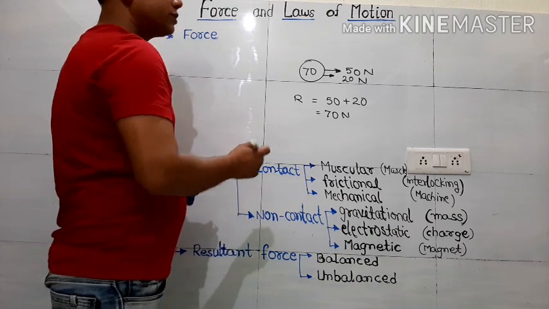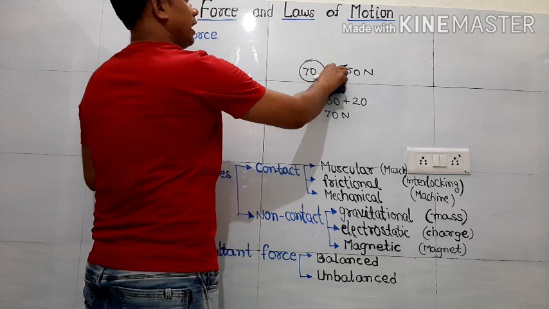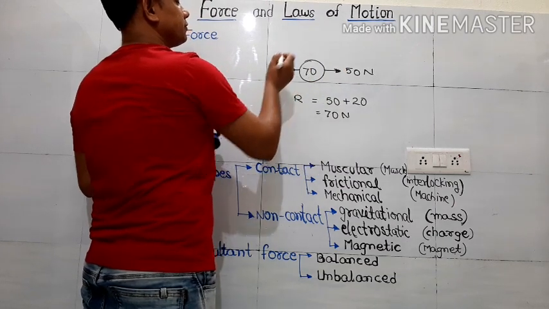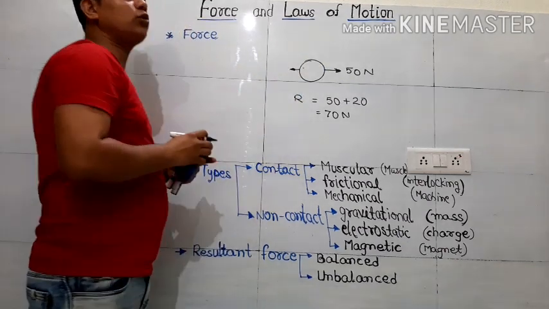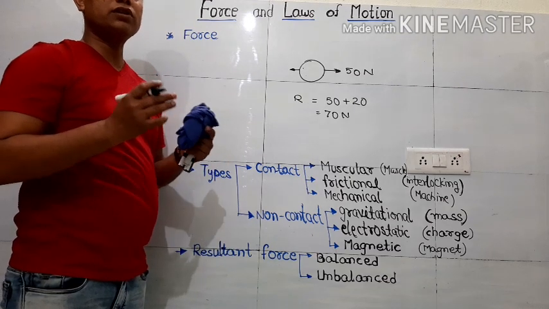Now suppose this 20 Newton force is applied opposite to the 50 Newton. Now this body will no longer experience the value of 70 Newton force. Then what will it experience?